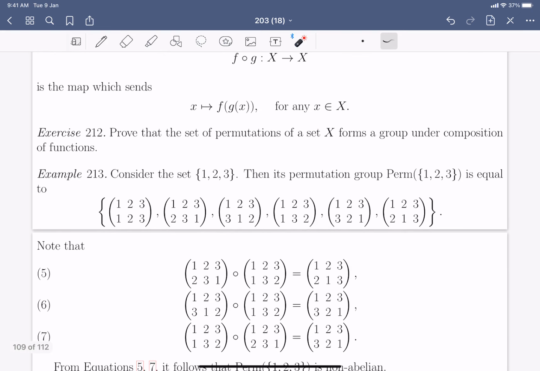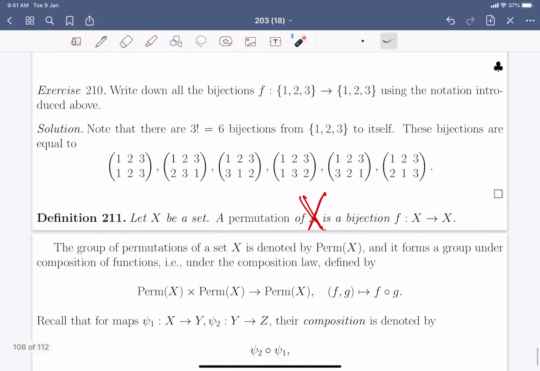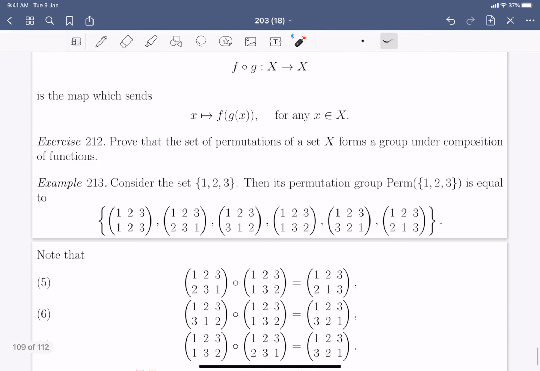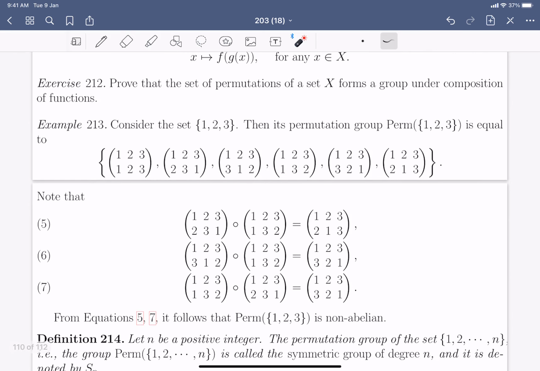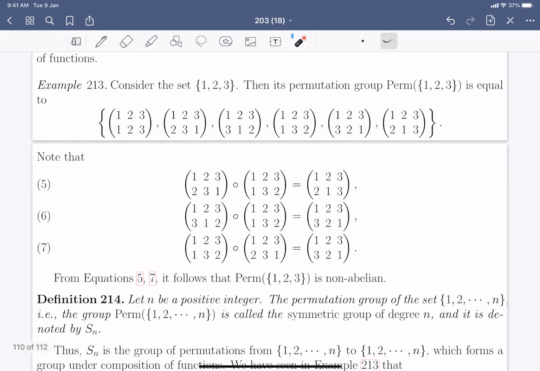Great. Now let's go back to our previous example once again and see what happens. We try to describe all the compositions, or at least a few. We consider the set {1, 2, 3}, then we look at the permutation group Perm({1, 2, 3}), which consists of all the 6 elements, and let's look at the composition of a few elements. For example, if you take the second element and compose it with the fourth one, then we end up obtaining the very last element.